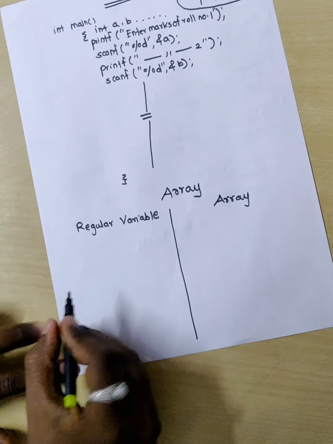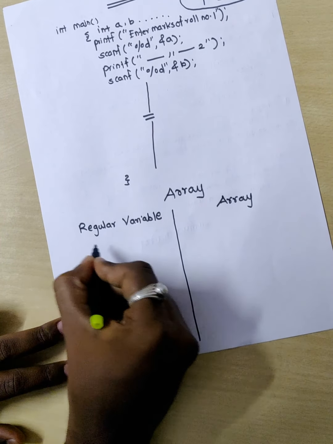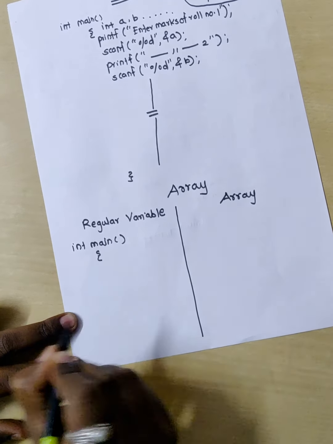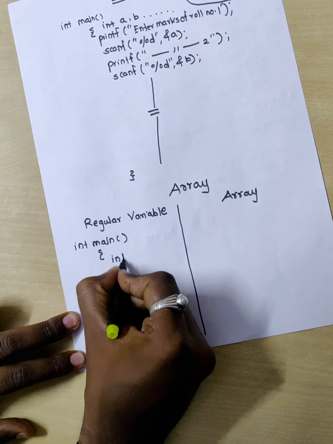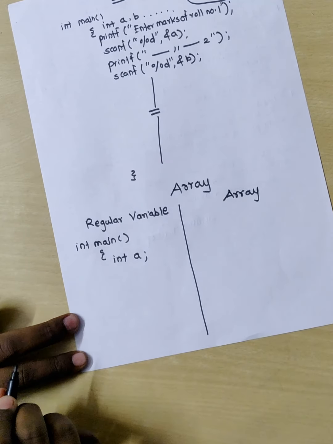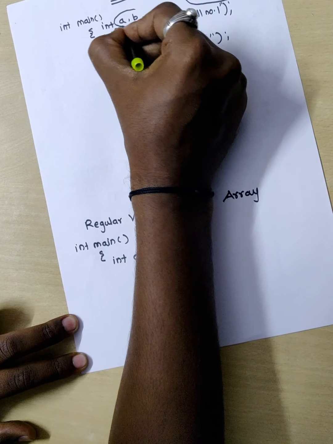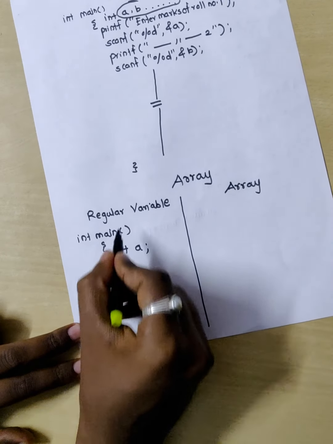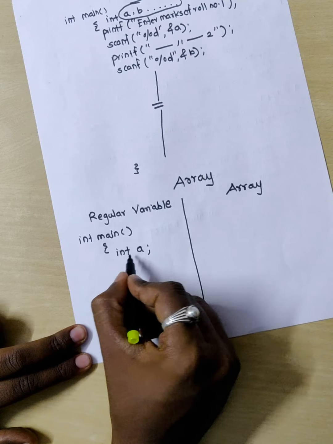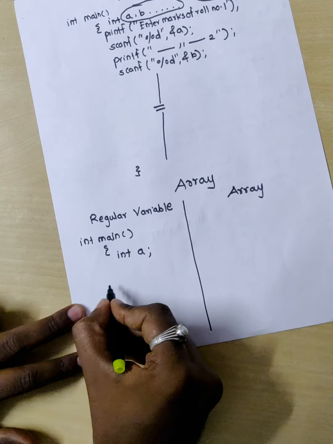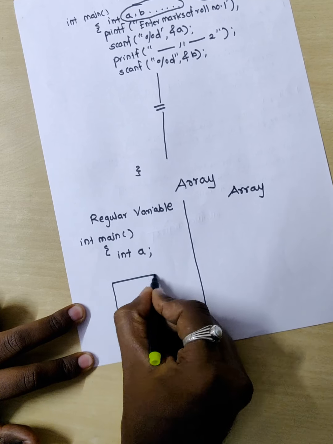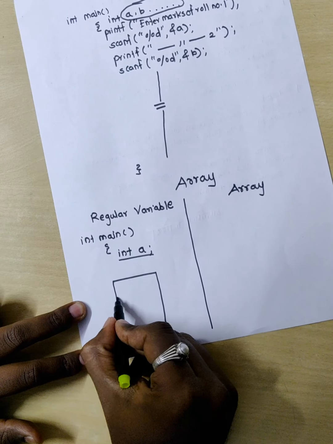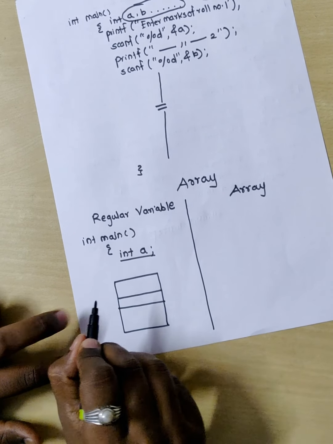So in C, if I want to use any regular variable, first of all, suppose I'm writing my code int main, in that first of all I will declare that variable. So suppose I have declared my variable as variable a. Same thing that we have done in this code as well, that we have declared our variables. In a regular variable, when I write this instruction, in the memory of the computer, as we all know, it will allocate you some space.